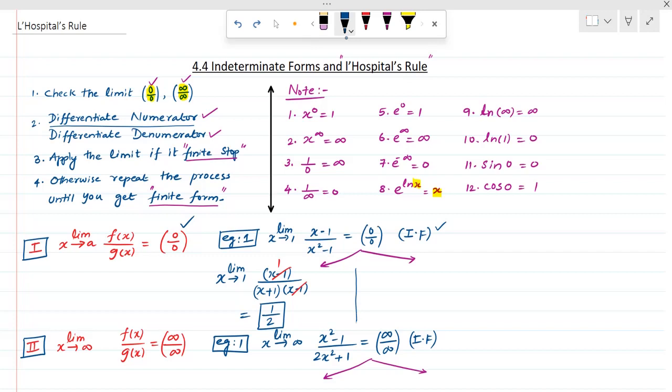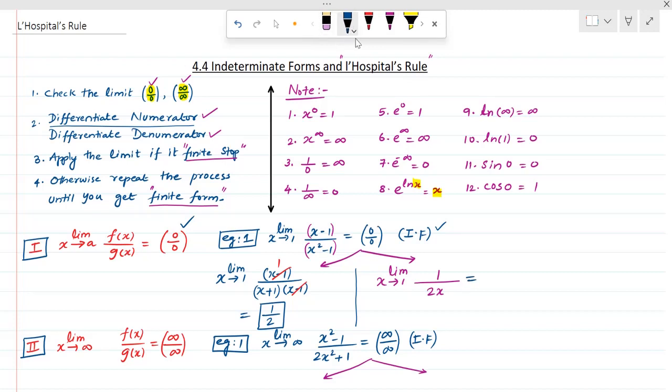Now we will solve the same problem using the L'Hopital rule. You will get an indeterminate form. What will you do in the next step? Limit as x approaches 1. Therefore I have to differentiate the numerator and denominator separately. When you differentiate the numerator, x becomes 1, minus 1 becomes 0 since it is a constant. Now what about the denominator? Here x square gives 2x, and minus 1 becomes 0.